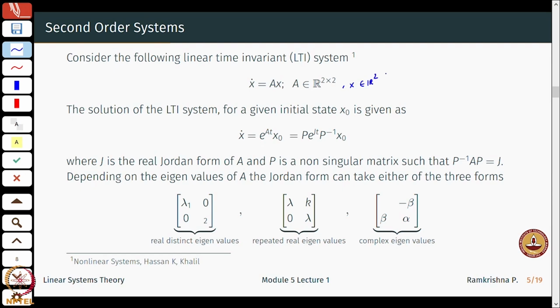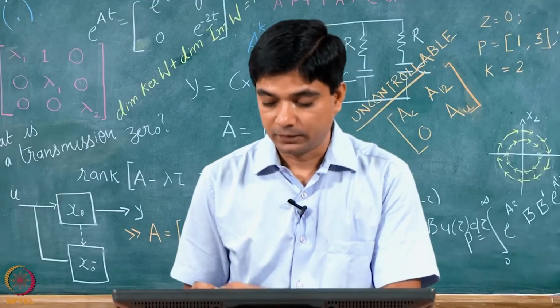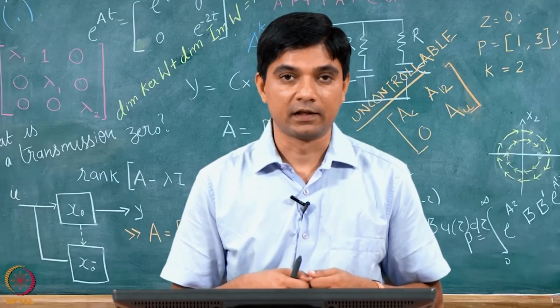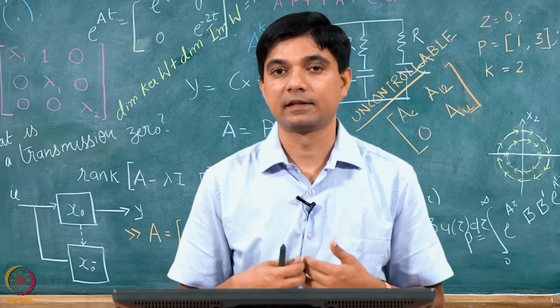For any given initial state x0, the solution will always take this form, and we know how to compute e power At. We can also do it via its Jordan form, where J is the real Jordan form of A, P is a non-singular matrix which takes it from a given form to its appropriate Jordan form, and we also know how to derive this matrix P. Depending on the nature of eigenvalues, the Jordan form can take several forms.